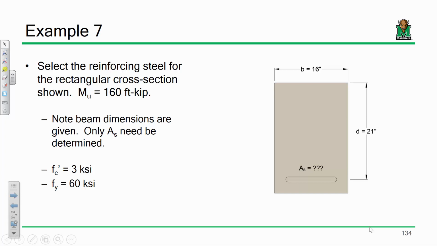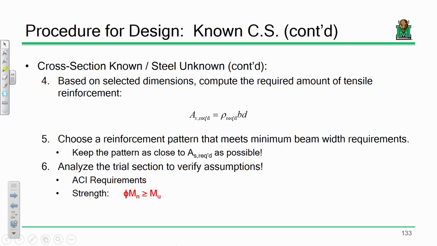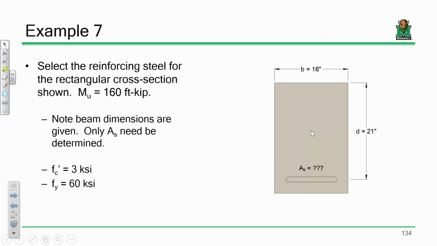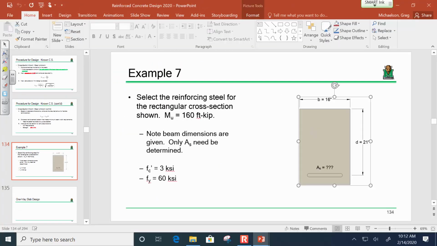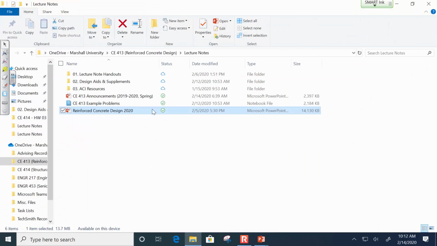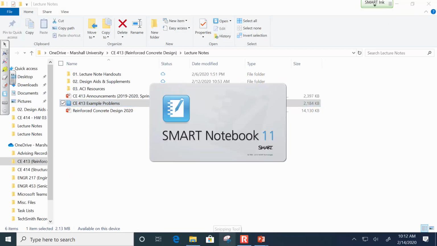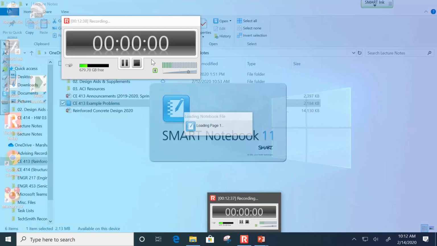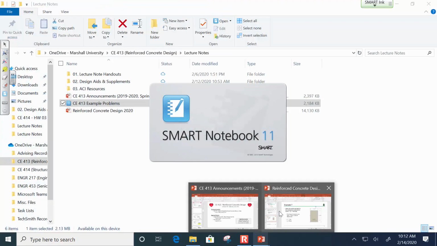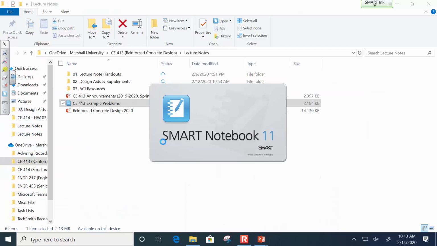Sound good? All right, so 3 ksi concrete, 60 ksi steel, and it was 160 foot-kips.